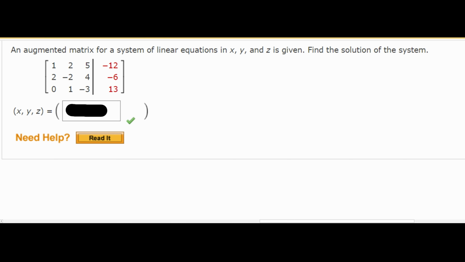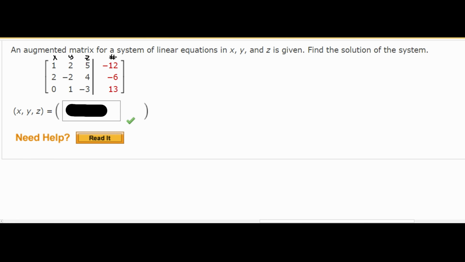In this problem, we have an augmented matrix for a system of linear equations x, y, and z is given. We need to find the solution of the system. So when we're given a problem like this, we're going to write out a few things before we start. First, we have this first column, which is the x column. We have our y column, and then we have our z column. Lastly, we have the number column, and that's not really going to change anything.